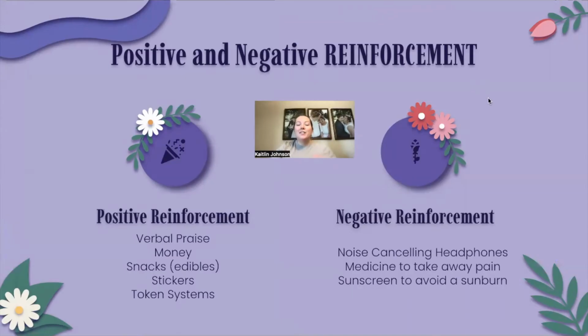So we have positive and negative reinforcement. Examples of positive reinforcement: remember, positive means something is being added. Verbal praise, money, like your paycheck, snacks, stickers, token systems. Going over to negative reinforcement, remember, negative means something is being taken away. So, noise canceling headphones, medicine to take away the pain, sunscreen to avoid a sunburn. Those are all examples of both positive reinforcement and negative reinforcement.